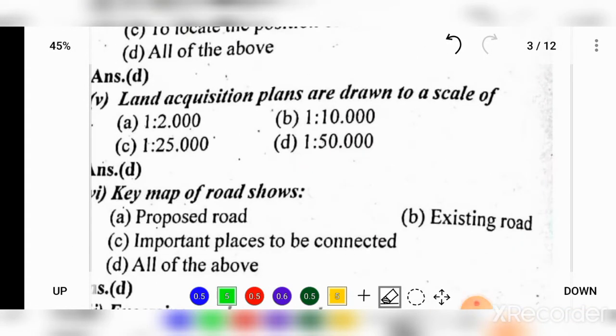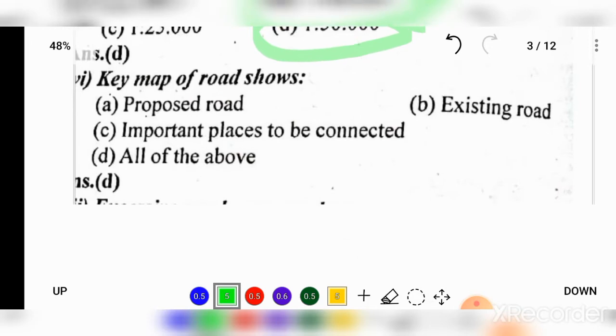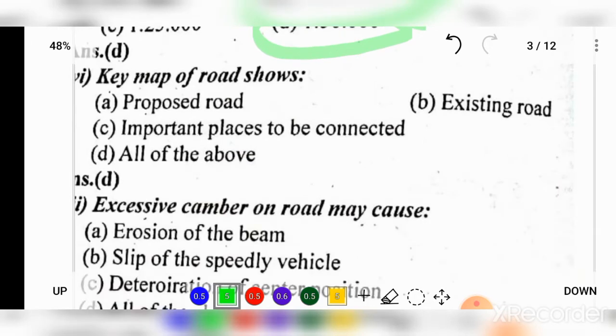Land acquisition plans are drawn to a scale of 1:50. The correct answer is 1:50. Okay. Key map of roads shows proposed roads, important places to be connected, existing route, all of the above. All of the above is the correct answer, right? Next.